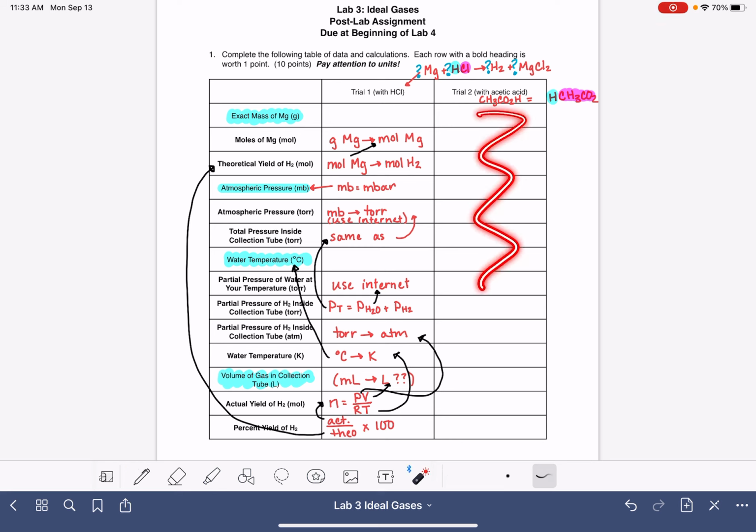Then you're going to repeat it again with acetic acid. You will not see exactly the same results because these are two different acids. They react a little bit differently. But regardless of how you do it, your results should be logical all the way through.